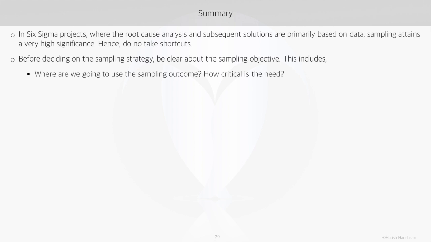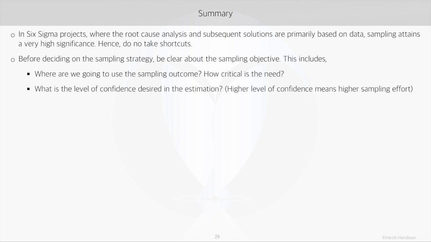So it's very important to understand why are we doing the sampling? Where will we use the sampling interpretation? Is it critical? Answers to these questions are very important to have when we proceed in the process of sampling. Based on the criticality, we need to decide on the level of confidence that is going to be required in this sampling estimation. We know higher confidence level means higher sampling effort.